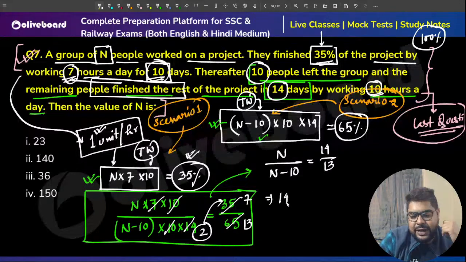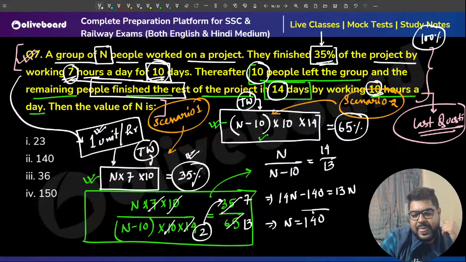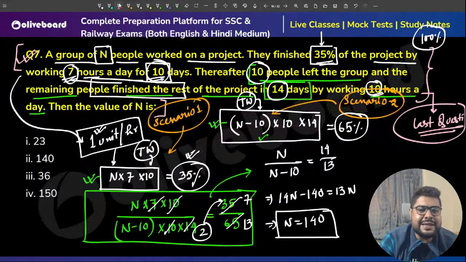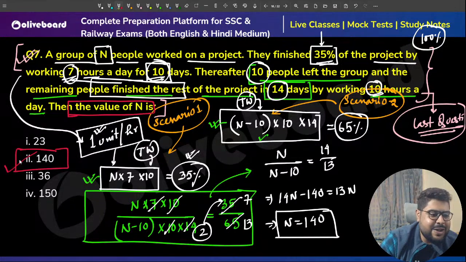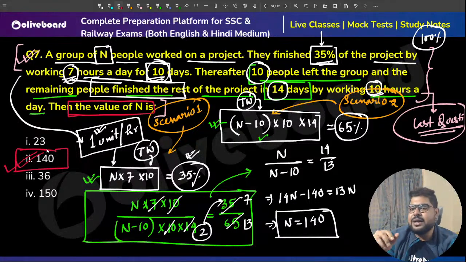So it is 14n minus 140 equal to 13n. So from there you can write n is 140. N is 140, and sir, that was the question they had asked. They had asked us to find the value of n only, and that we have found already. That is option number 2, that is 140.